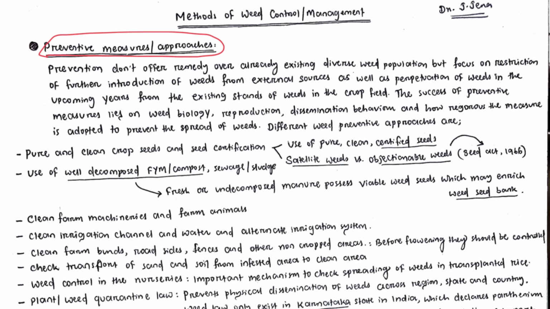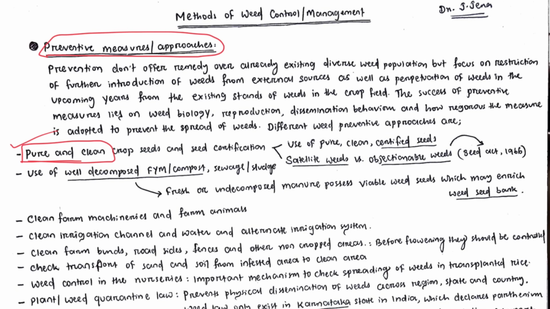So how can we do that? How can we prevent the weeds from coming to our field? Either we can take the pure or clean seed. We can take pure or clean seed, that is called certified seed, which are free of weed seeds. If we are using the clean seeds or certified seed which are free of weed seeds, we are ultimately growing only the crop. We are not allowing the weed seeds to come to our field.